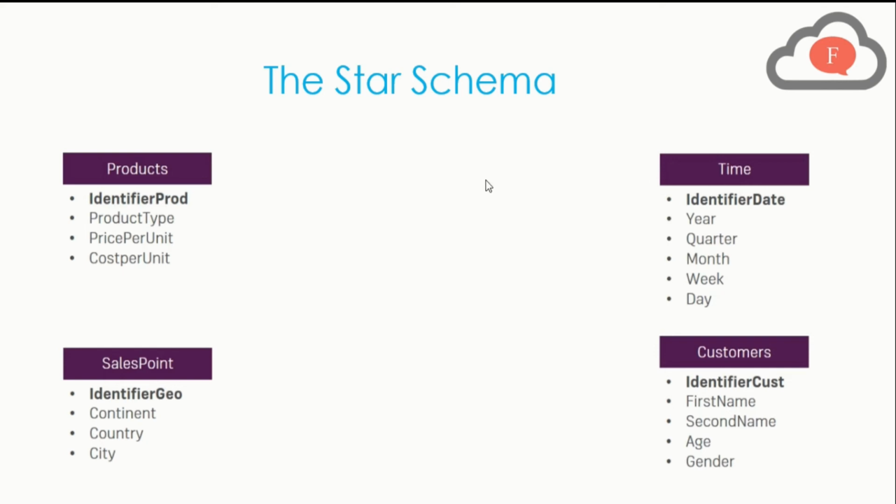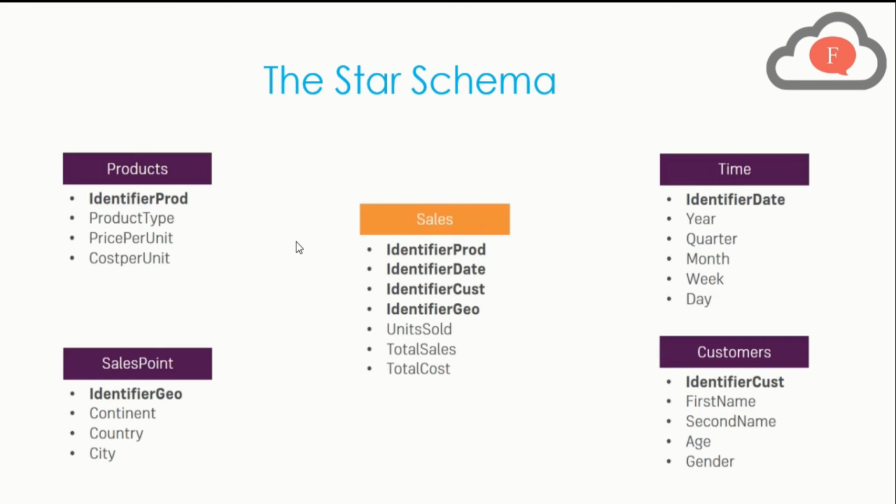Those four tables don't make sense separately, but if you combine them into one table, that is a fact table, it does make sense. If you want to know, using the identifier product, identifier date, identifier geography and identifier customer, how the sale of that product on a particular date, in a particular geography, to a particular customer comes about, the fact table would make sense. That is a star schema.